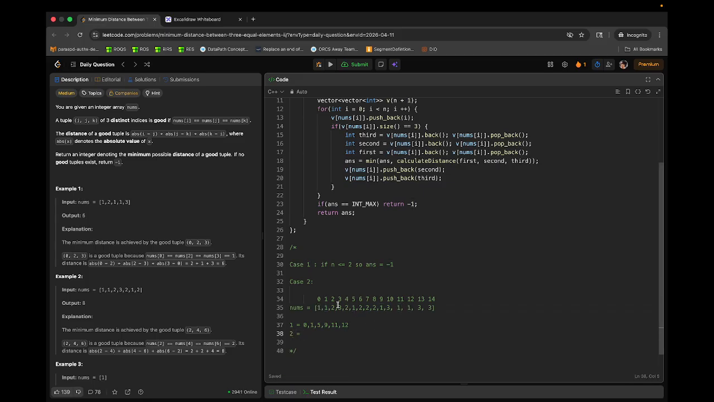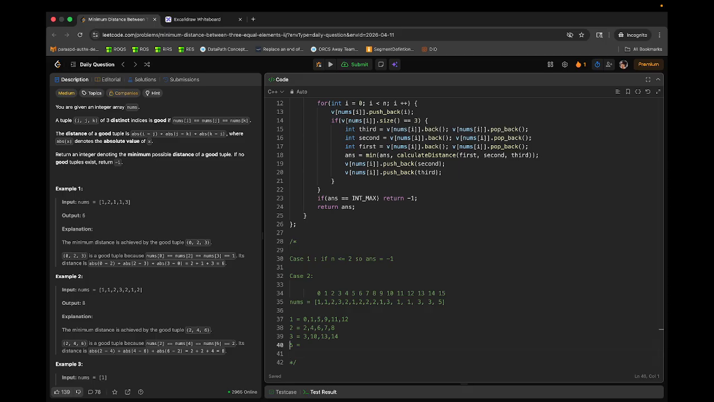Similarly, we can group 2. 2 occurs at index 2, 4, 6, 7, 8. And the number 3 occurs at index 3, index 10, 13, and let's say 14. And let's say we have one more element, let's say 5, and 5 occurs at only one index.